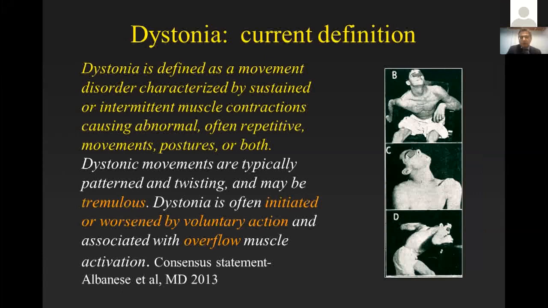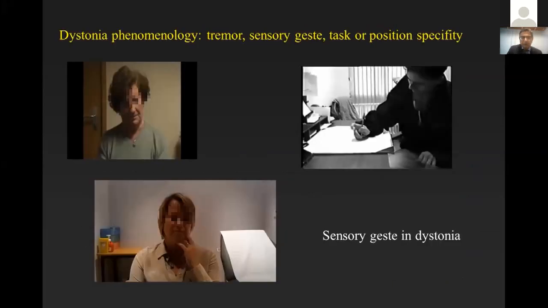But there are a couple of new things in the new classification. A lot of us recognize that many patients with dystonia have tremor, and this in fact is now an integral part of the dystonia definition. And we also recognize that dystonia is often initiated or worsened by voluntary action, and often there is overflow. So all of these components are now admitted within the classification, within the definition of dystonia.